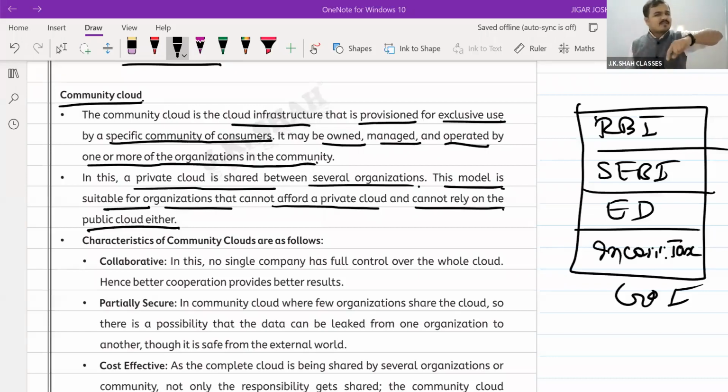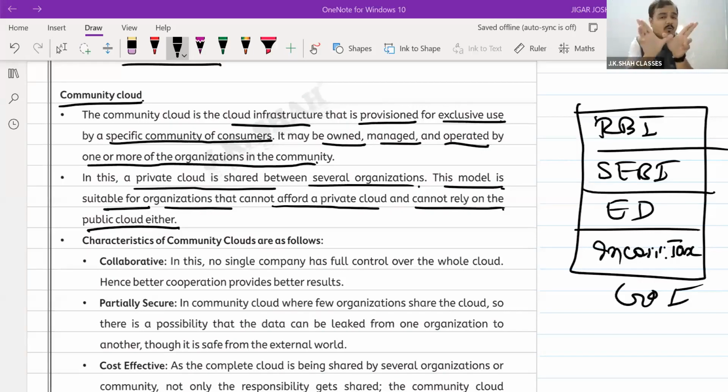Community. Sir, what is the difference between hybrid and community? My organization, Jigar Jyoti company, okay? Jigar Jyoti company has its own private cloud and also keeps data on public cloud. The same company is using two clouds, private and public.